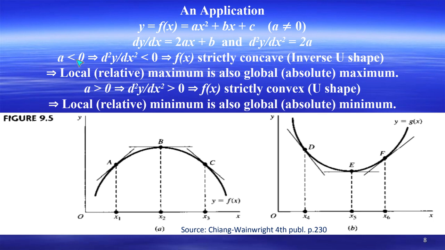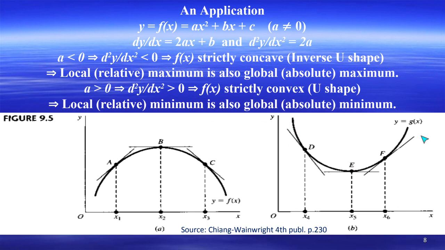If a is less than 0, if a is negative, d square y over dx square is negative. 2a is negative. What does it mean in terms of curvature of the function? If the second derivative is strictly negative, f is strictly concave, inverse U shape, this shape. And it has a local maximum, which is also a global absolute maximum.